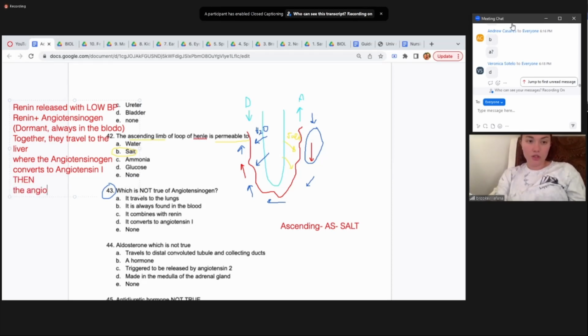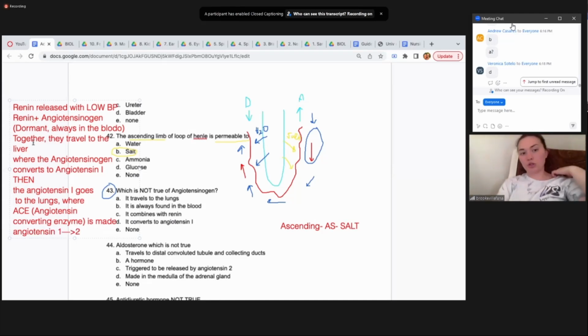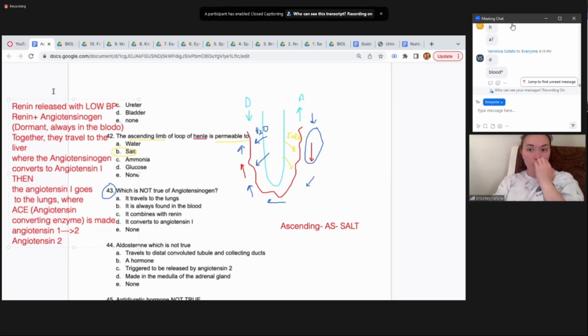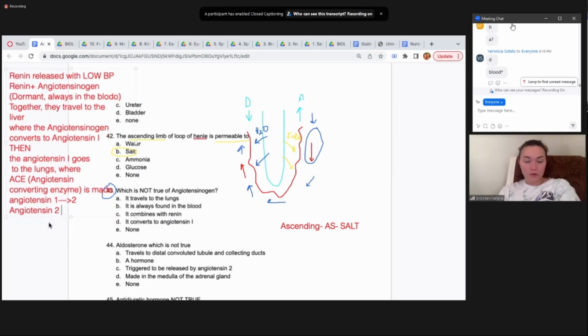Then the angiotensin 1 goes to the lungs, where ACE, angiotensin converting enzyme, is made, and that converts it from angiotensin 1 into angiotensin 2. Okay, and I'm going to stop there and then we'll answer the next question. So 43, our answer was A. Does that make sense? It does not travel to the lungs.